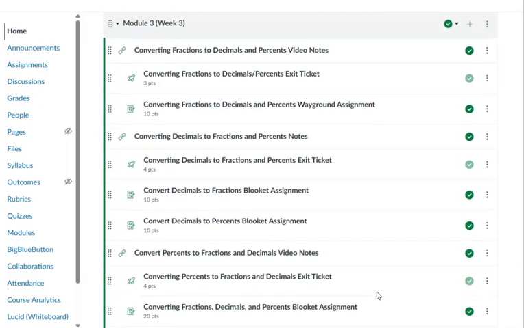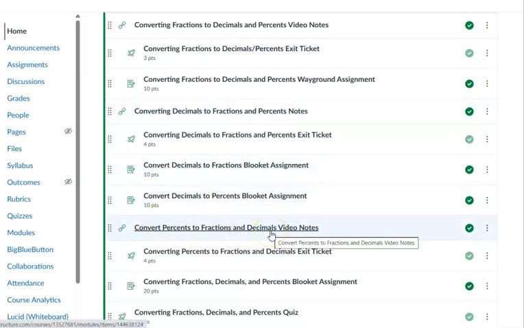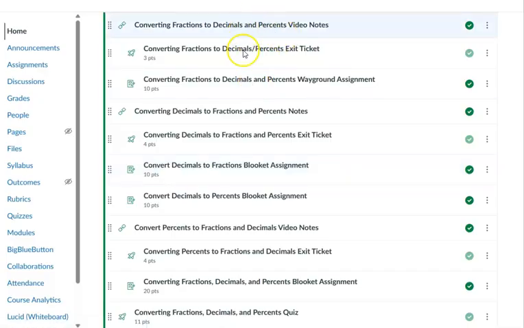Module 3 is a larger module. It has converting fractions, decimals, and percents. So I broke this down into a video on converting fractions to decimals and percents, another video on converting decimals to fractions and percents, and then converting percents to fractions and decimals. So each video is taken as one separate day. The students would not be covering all this material in one setting.